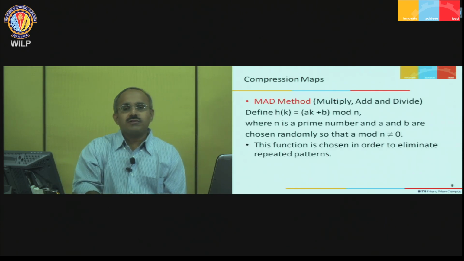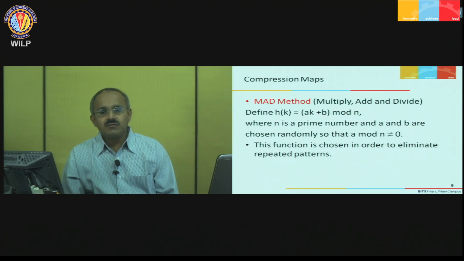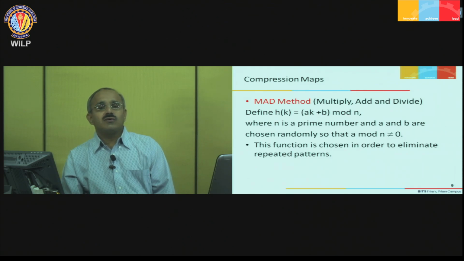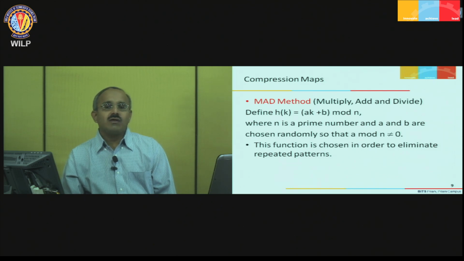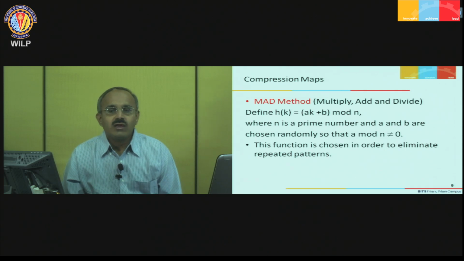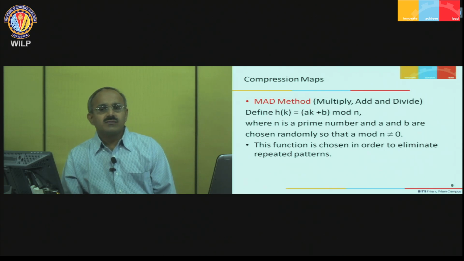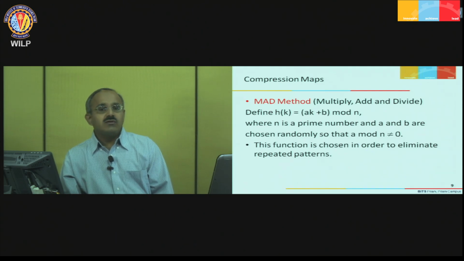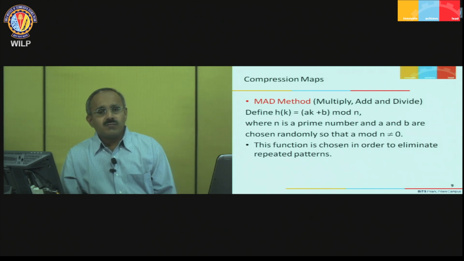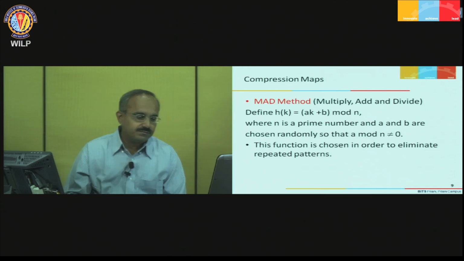Another popular compression map is called the MAD method, in which you use all the functions multiply, add and divide. So, h(k) is mapped to (a k plus b) modulo n, where n is a prime number and a and b are chosen randomly such that a modulo n is not equal to 0. This function is chosen in order to eliminate repeated patterns in the keys that we are going to deal with. So, these are the popular hash functions that are used, the division method and the MAD method.